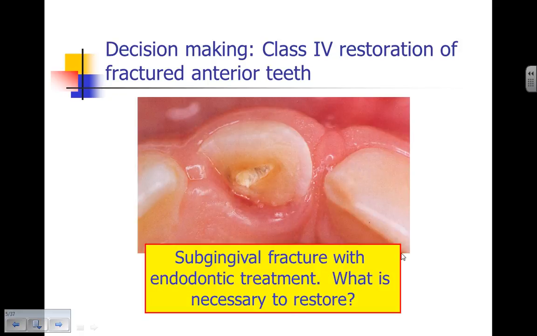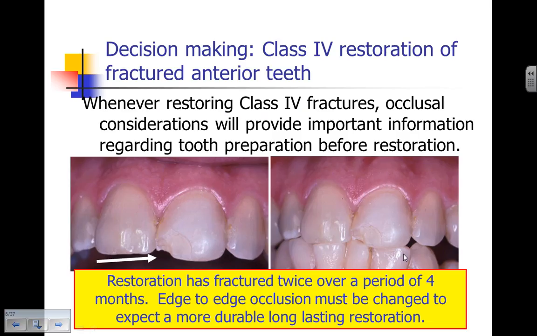Subgingival fracture with endodontic treatment. Is it necessary to restore, or do we make the recommendation to extract? Keep in mind the anterior region has an emotional piece attached to it. And there are times when we will restore class 4 fractures.